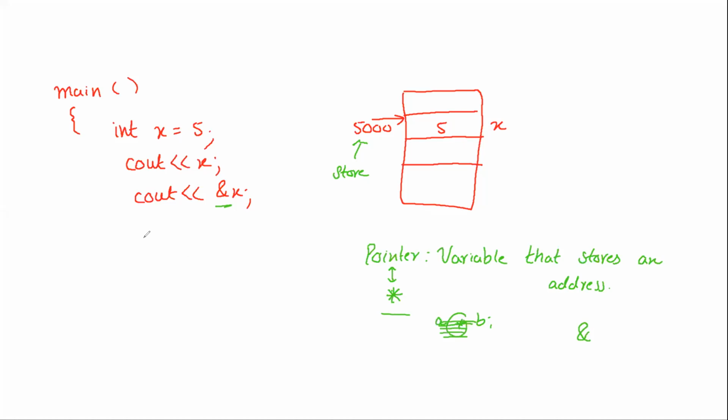Okay, now if you have to define a pointer, how do you do that? I need a variable which can hold the address of an integer. So this is a key statement on which you should focus. This statement is actually defining a pointer. I'll explain it further.